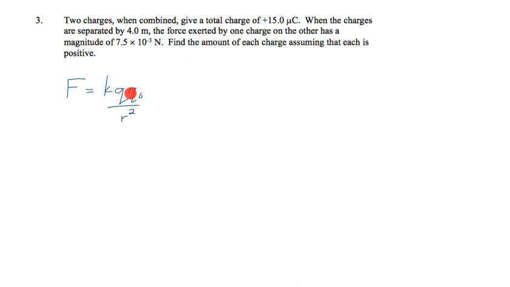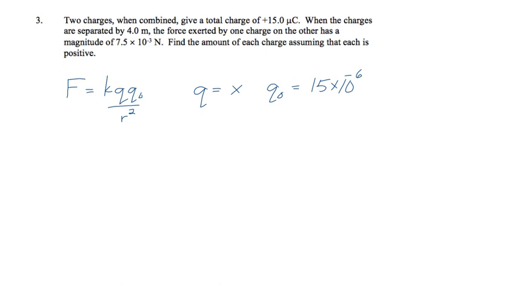So the first line, where it says two charges when combined give a total charge of 15 microcoulombs, that's what we're going to have to replace so that we have only one variable there. So what I'm going to do is, if the two added together equal 15 and I call one x, then what would the other one be? What's that? 15 minus x. And because it's in microcoulombs and I want it in coulombs, I'm going to have to write it as 15 times 10 to the minus 6.